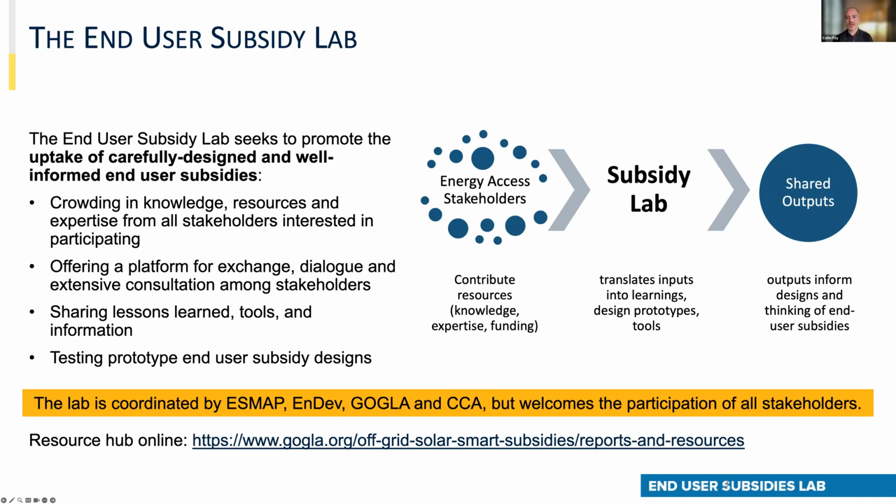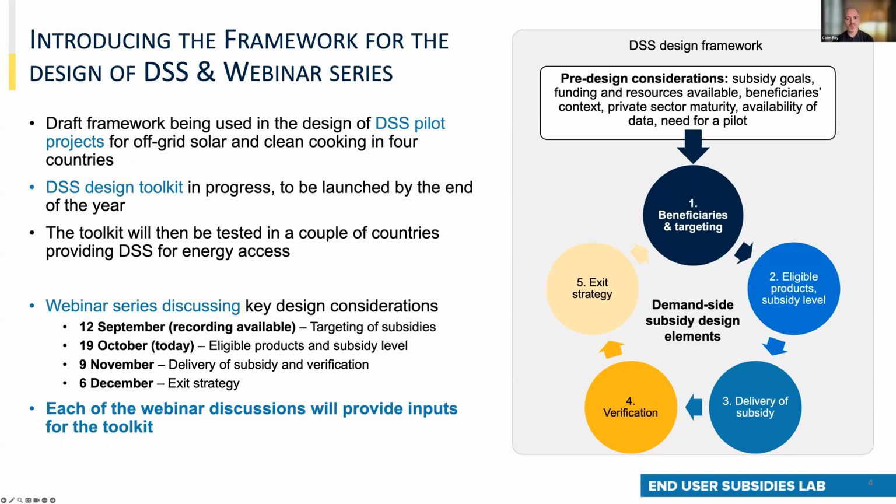So let's move on. I wanted to give a quick overview of the End User Subsidy Lab. The lab is an initiative that aims to promote carefully defined and well-informed end user subsidies through a couple of approaches. First of all, crowding in knowledge, learning from existing subsidy projects, and then creating tools and testing prototypes, and of course disseminating the insights from these activities to inform the design of projects that are implementing subsidies in energy access. As I mentioned, it's a collaboration between SMAP Lighting Global, NDEV, and GOGLA, and more recently the Clean Cooking Alliance. And as part of this work, we're developing a framework for the design of demand-side subsidies. And this series of webinars are very closely aligned with the design of that framework.